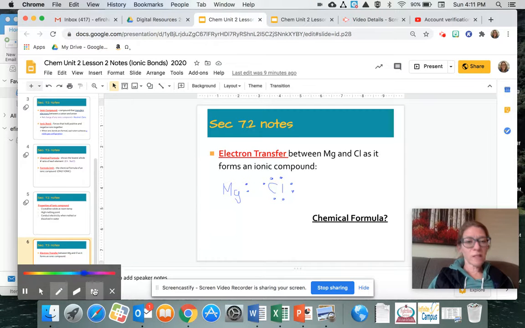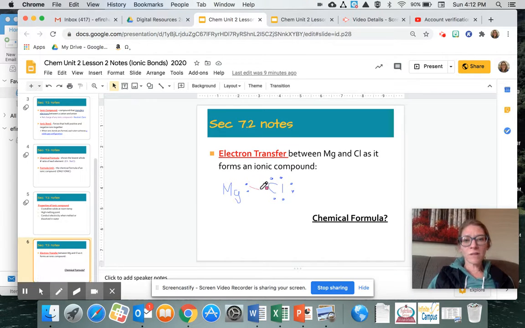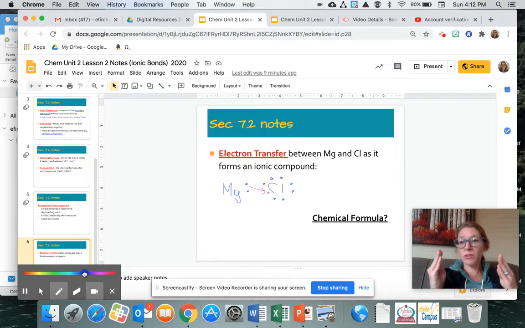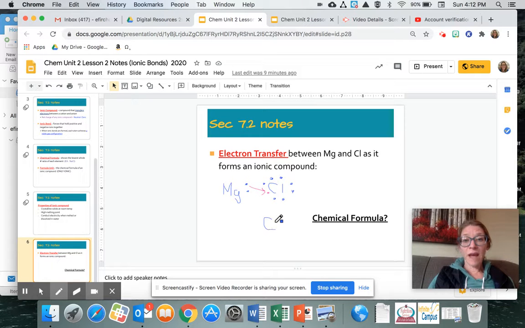So one of these electrons, I'm going to switch colors here, one of these electrons is going to get transferred to this chlorine. So now chlorine is happy and stable. However, magnesium still has 1 valence electron that it needs to get rid of. So if not all the electrons are completely transferred from both the anion and the cation, you're going to have to add another atom.